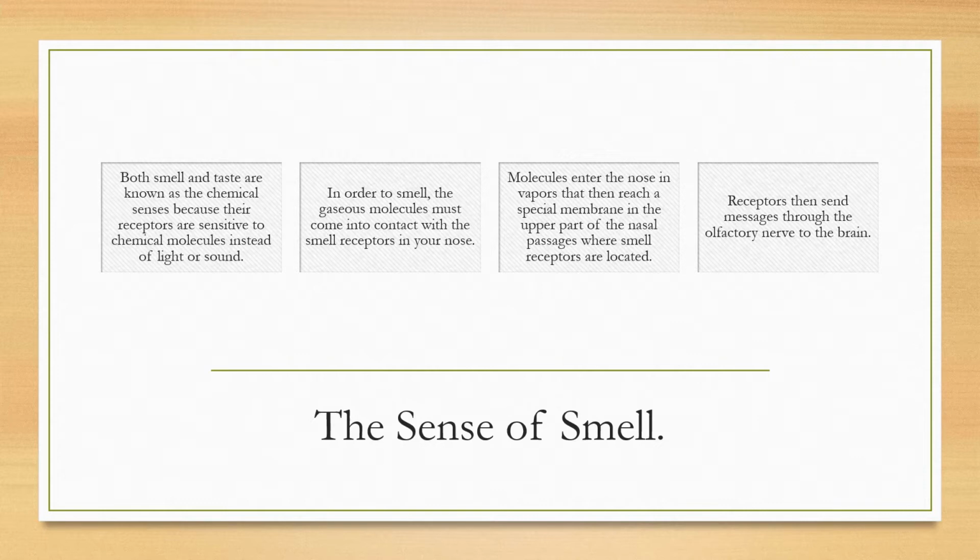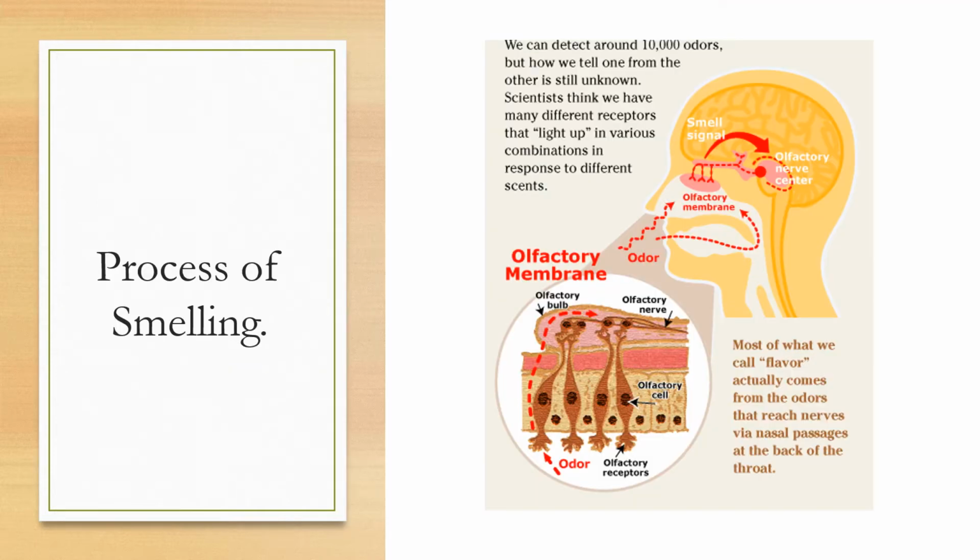In order to smell, the gaseous molecules must come into contact with the smell receptors in your nose. I'm going to show you an image of that in a minute. Molecules enter the nose in vapors that then reach a special membrane in the upper part of the nasal passages where smell receptors are located. Receptors then send messages through the olfactory nerve to the brain.